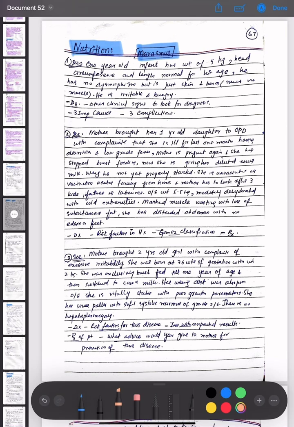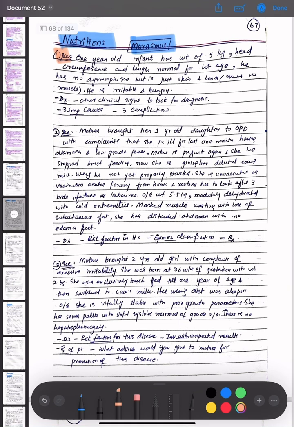So we have a scenario that there is a 1 year old infant who has a weight of 5 kgs, head circumference and length are normal for his age. He has no dysmorphism but is just skin and bones. He is irritable and hungry. So what is the diagnosis, investigation and the complications?